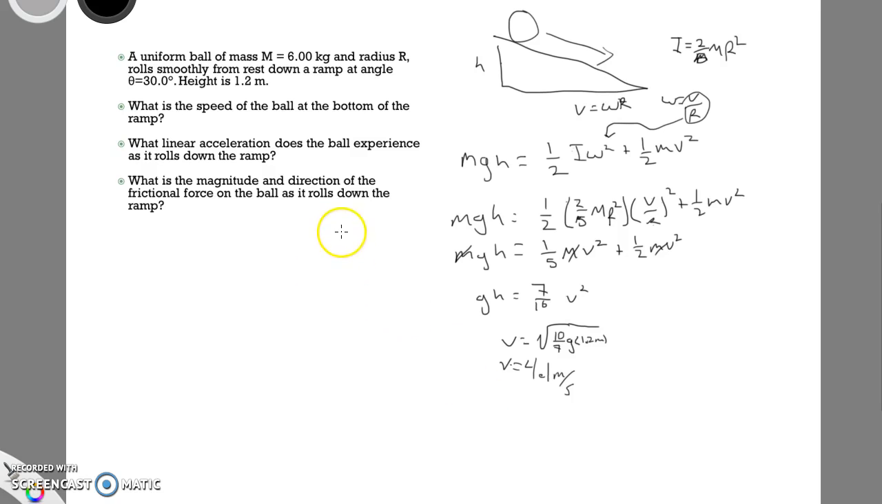Alright, and our next step now is to find the linear acceleration. We could use this as our final velocity if we want to do some kinematics, but I'm going to use torque and net force to analyze the scenario so you have a chance to see how that works.